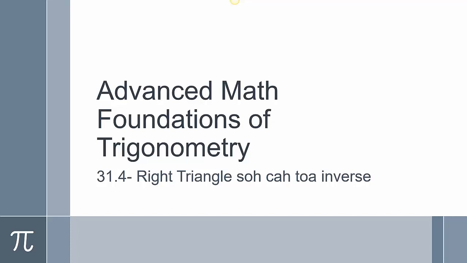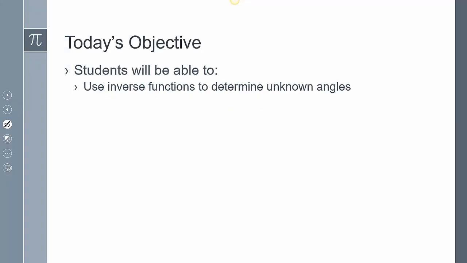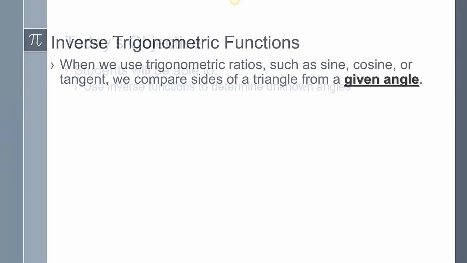So today is going to be 3.1-4. We're going to be looking at right triangle trigonometry again, but this time we're going to use our three trig ratios and examine the inverse. So we're going to use those inverse functions to determine unknown angles.